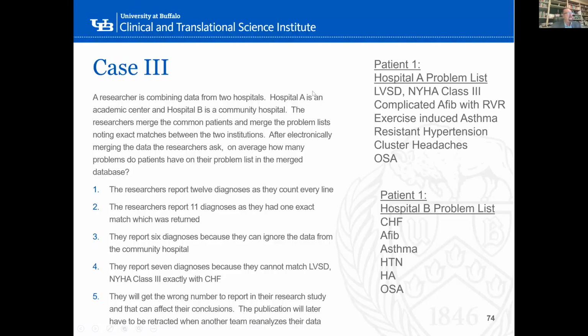All right, who wants to read this one? I can read this one. Thank you, Elizabeth.